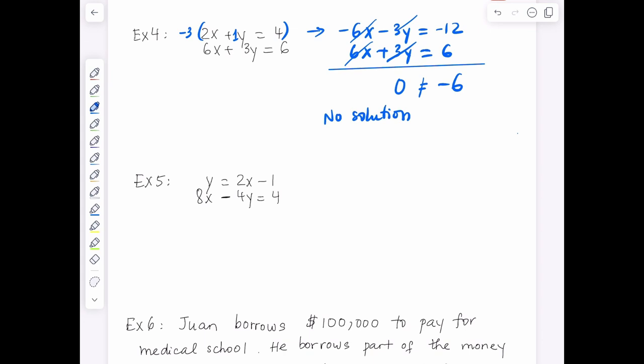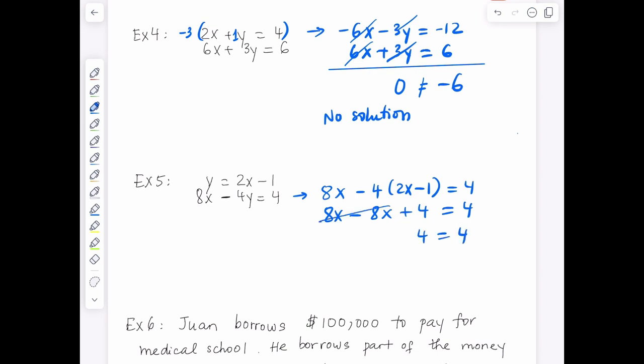Let's look at example 5. In this one, we're going to use the substitution method. In the first equation, y is already isolated for us. So all we have to do is substitute this expression into the second equation. So we have 8x minus 4, and instead of y, I am going to use the expression from the first equation, is equal to 4. Now we solve for x. That's 8x minus 8x plus 4 is equal to 4. 8x minus 8x gives you 0. So you end up with 4 is equal to 4.